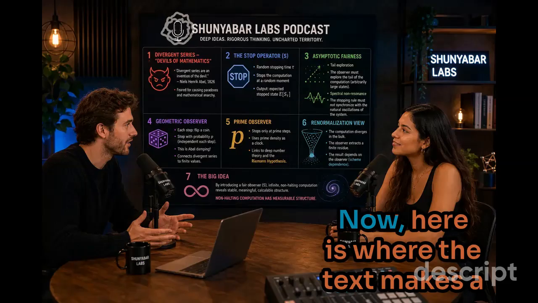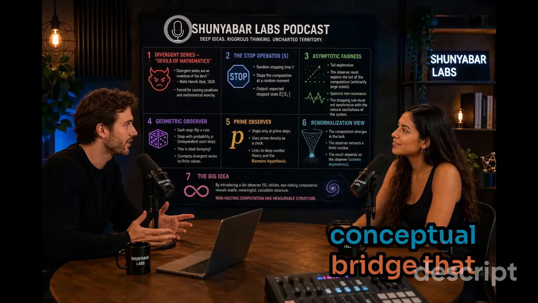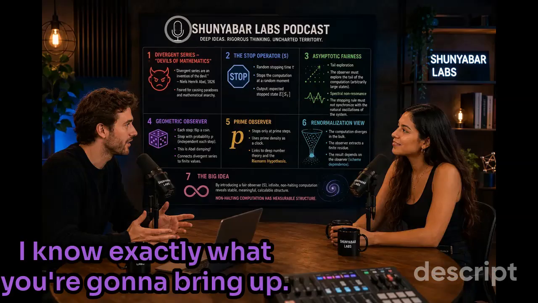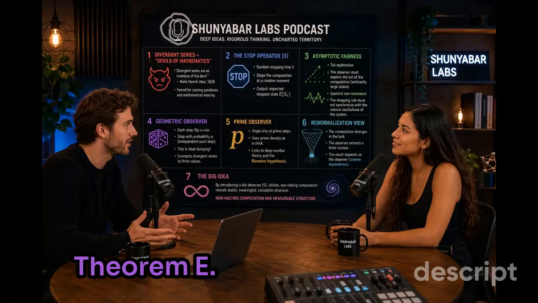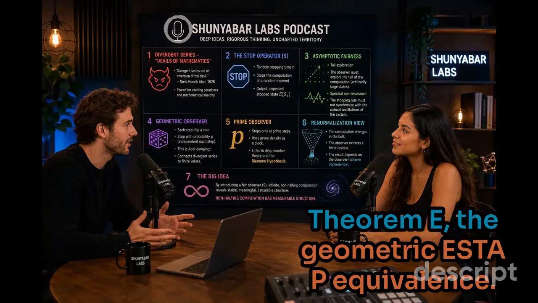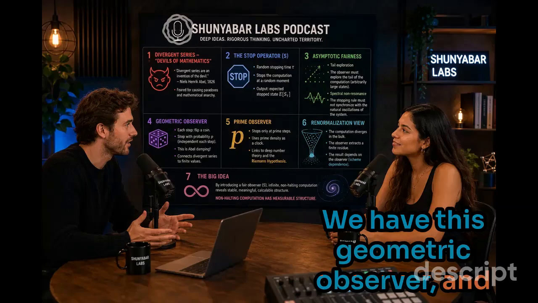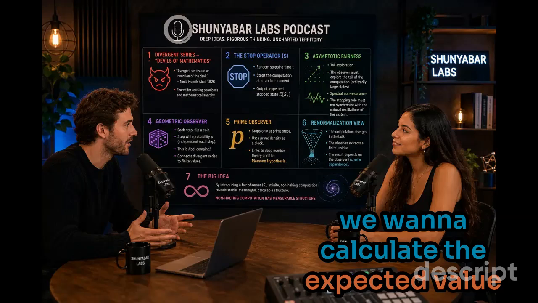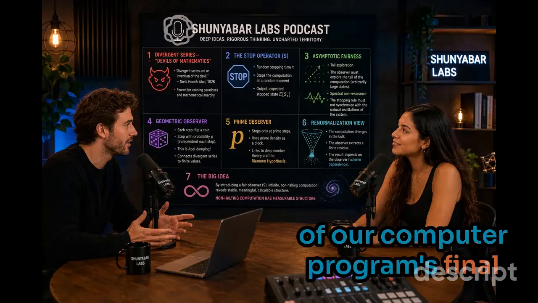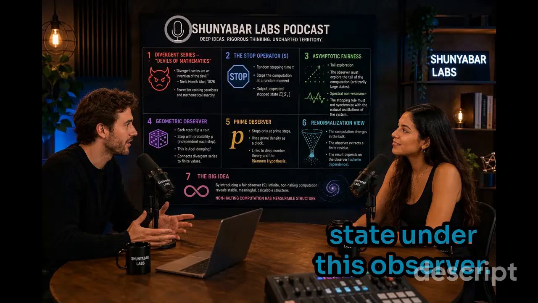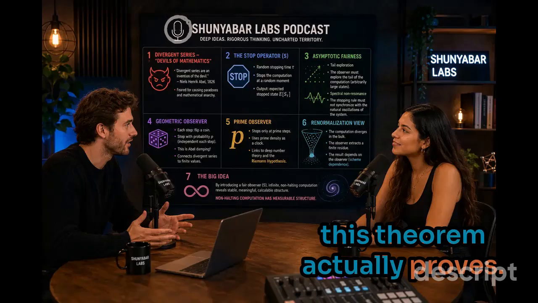It is. Now, here is where the text makes a conceptual bridge that genuinely blew my mind. I know exactly what you're going to bring up. Theorem E. Yes. Theorem E, the geometric STP equivalence. We have this geometric observer, and we want to calculate the expected value of our computer program's final state under this observer. Walk me through what this theorem actually proves.